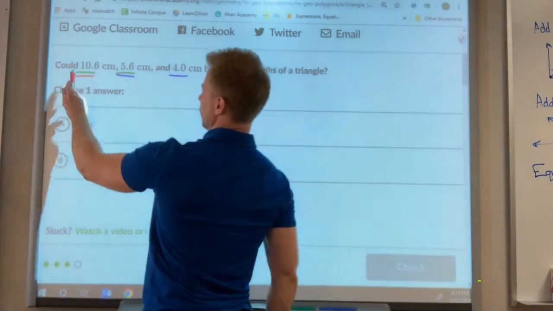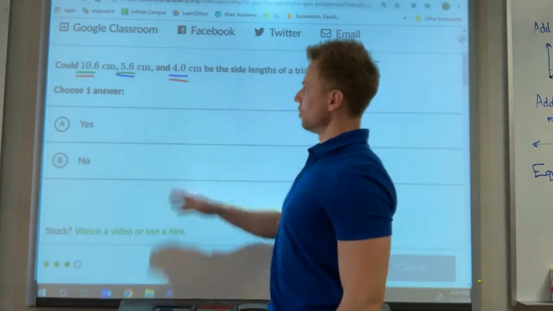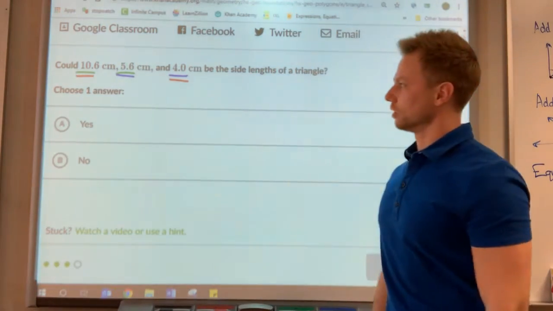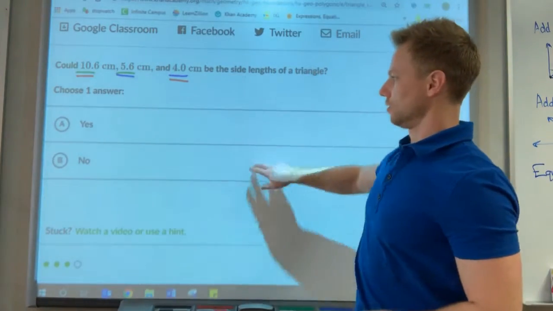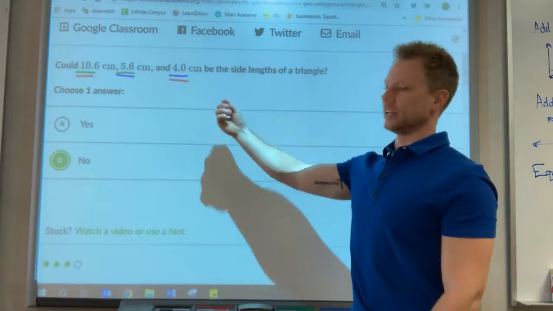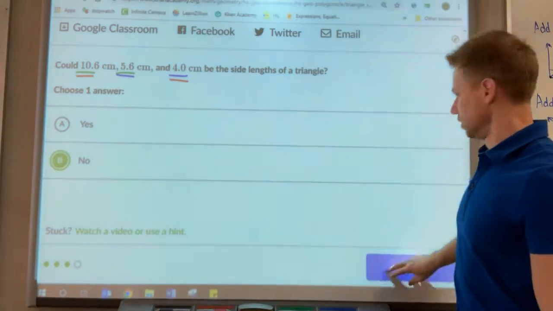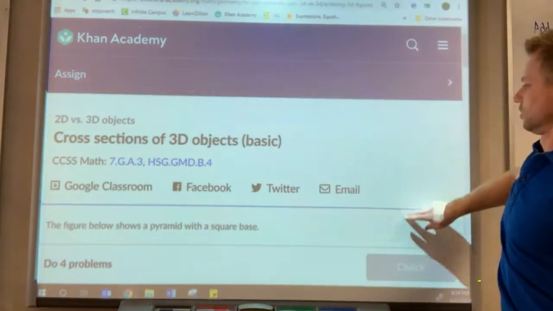But the last pair we would have to check would be 10.6 and 4. Those two added together would have to be bigger than 5.6. So two of the combinations worked, but one didn't. So that means no triangle. All three combinations, the two sides added together has to be longer than the third in order to make a triangle. I think we've done one of those already.